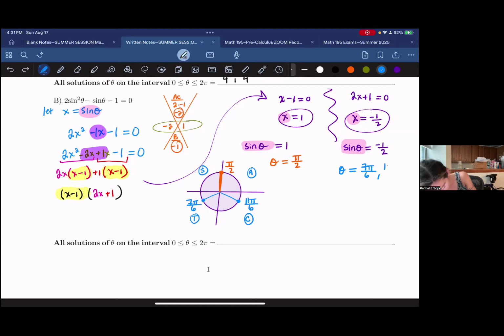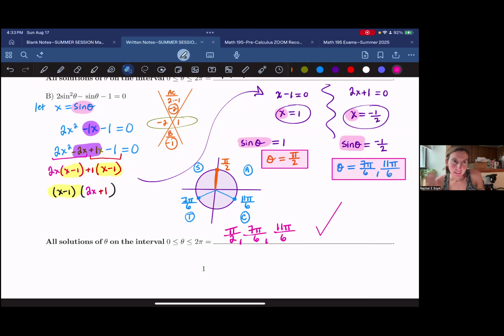This is why the unit circle really helps, and having a very good foundation of fractions, as well as being able to very easily convert back and forth from radians to degrees or degrees to radians. So we end up getting 3 solutions. We have our pi over 2, we have our 7 pi over 6, and we have 11 pi over 6. Okay, so we completed our first question.